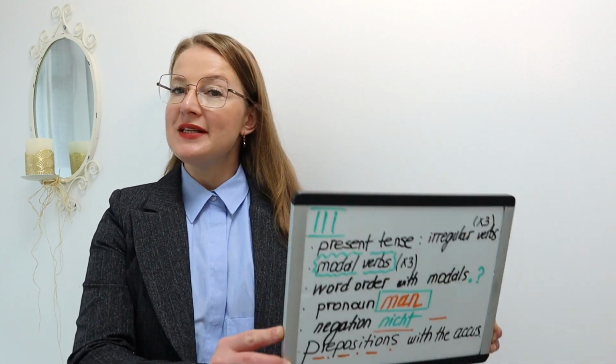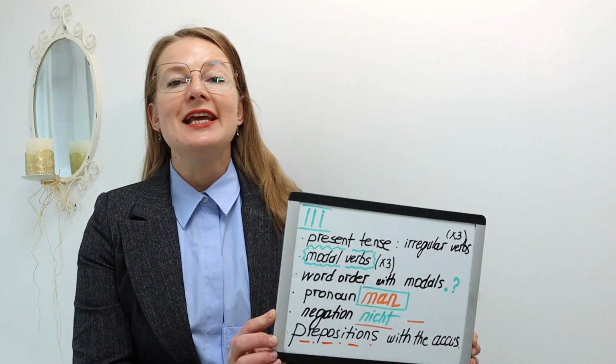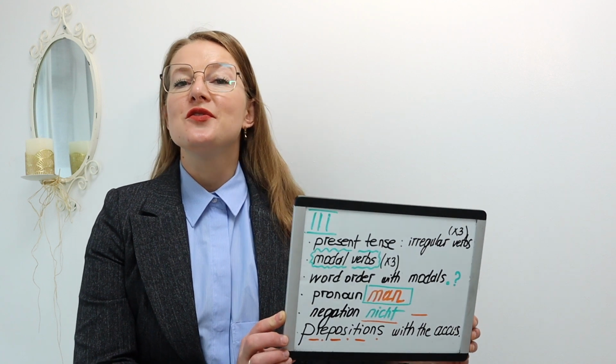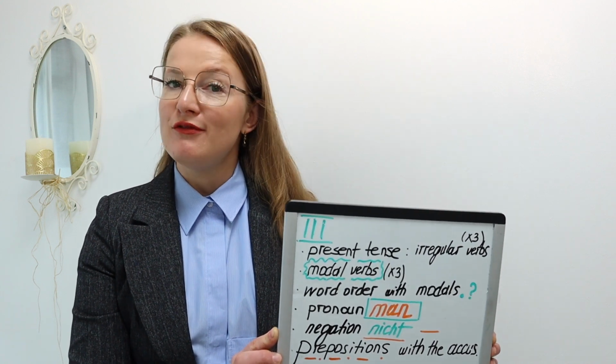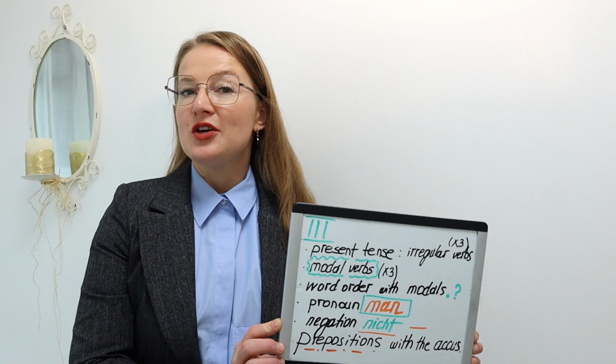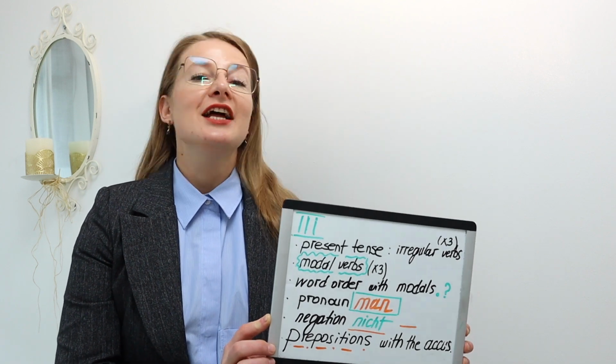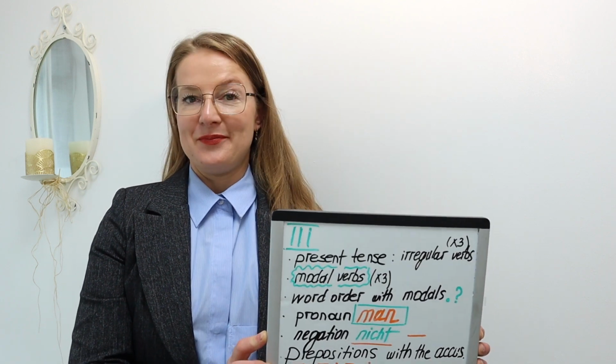Zusammen, and welcome to lesson number 3 in a 30-part series, German in 30 days. And in today's lesson I'm going to guide you through some very important grammar points in German. Firstly, I'm going to introduce you to 3 irregular German verbs. Fahren, to go, nehmen, to take, and sprechen, to speak.